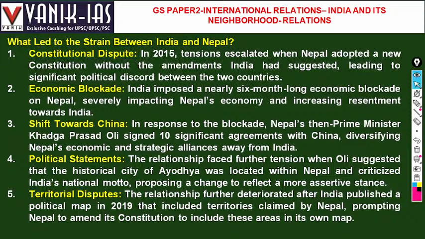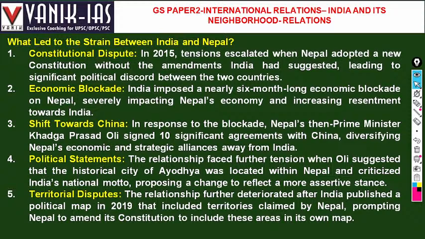A shift towards China. In response to the blockade, Nepal's then Prime Minister KP Oli signed 10 significant agreements with China, diversifying Nepal's economic and strategic alliance away from India. Political statement. The relationship faced further tension when Oli suggested that the historical city of Ayodhya was located within Nepal and criticized India's national motto, proposing a change to reflect a more assertive stand.